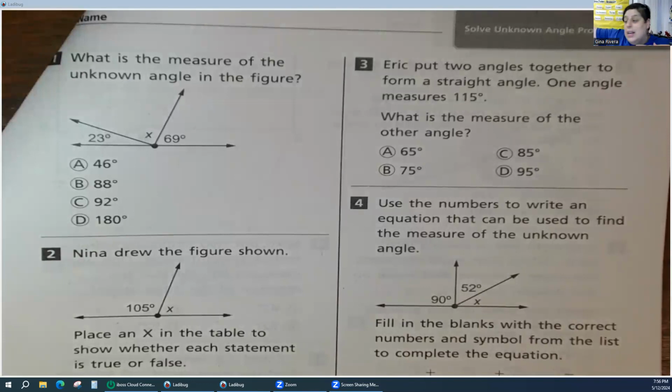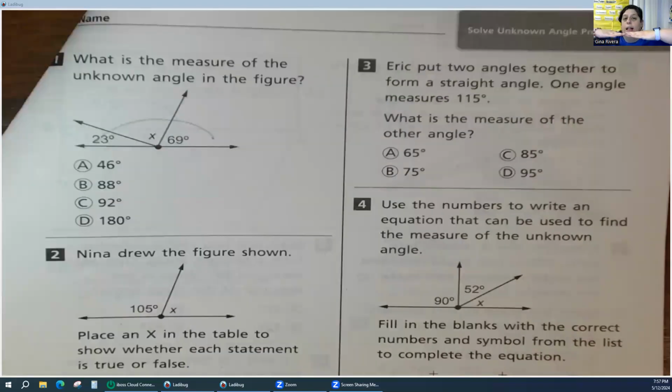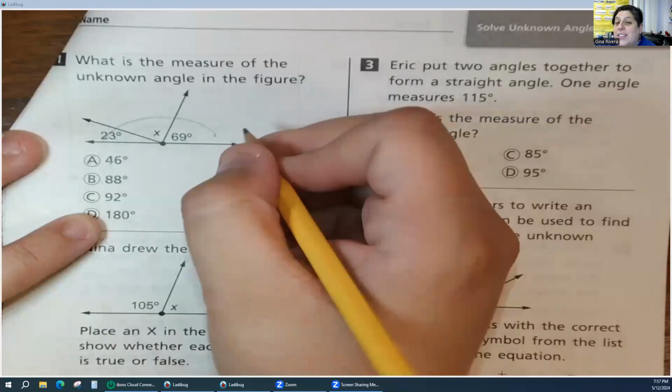Mina used to do a split in the classroom, and that showed us that when her legs were like this, that's 180 degrees. So these three angles together, because they're all laying down at the end, when they're all added together, that means that whole thing's 180.